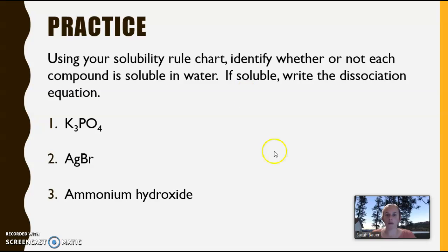So let's do a little bit of practice. I have 3 practice problems here. Use your solubility rule chart, or the one provided in the book, to identify whether or not each compound would be soluble in water. If it is, we're going to do an extra step. Write the dissociation equation, which you learned about a little bit earlier. So I would really encourage you, as always, to pause the video here and try to do these on your own. And if you get stuck, watch a little bit more till you get unstuck, because we want your brain to have to retrieve that information.